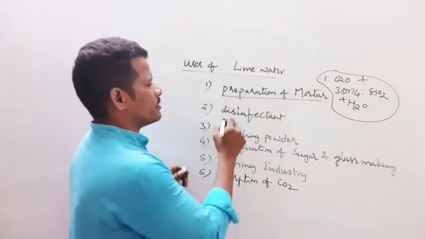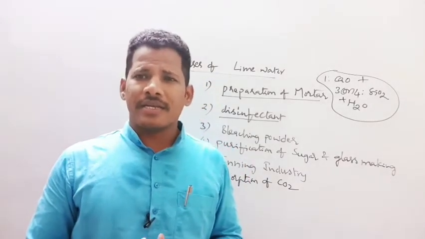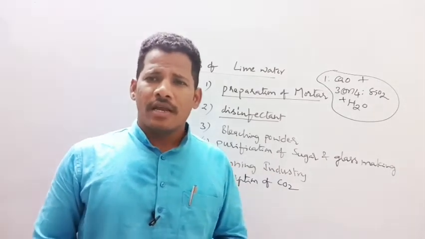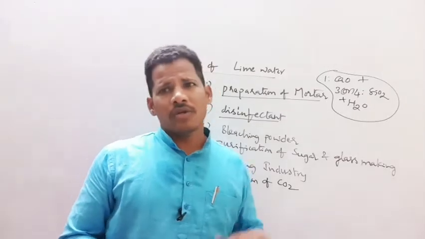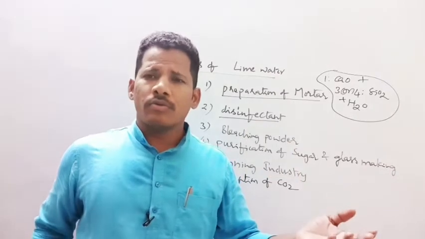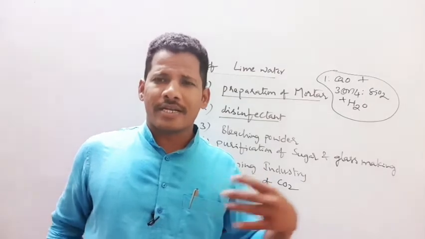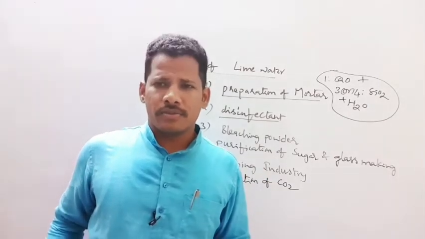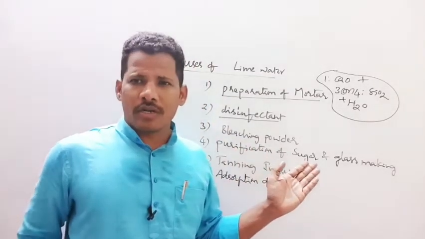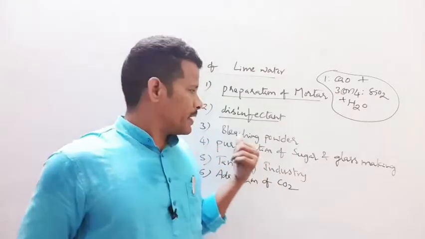And next one, disinfectant. It removes microorganisms. Generally on walls we use whitewashing, and for that whitewashing we generally use lime water. Not only do the walls look good, but it also removes microorganisms, so that mosquitoes do not come inside the house. So it is used as a disinfectant. And next, it is used to prepare bleaching powder. We already discussed the reaction between lime water and chlorine, so here we use it to prepare bleaching powder.